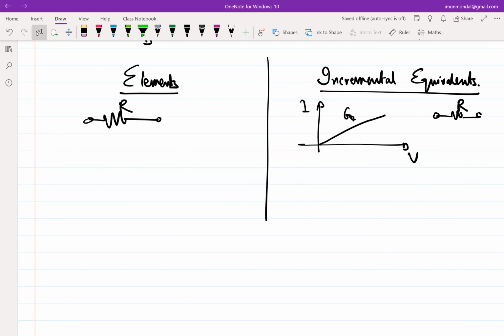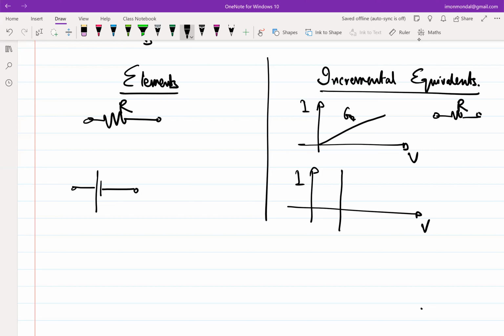What about, let's say, a voltage source, a constant voltage source, not changing with time? Follow the same principle. What should I do? I should first use the IV characteristics of an ideal voltage source. So what is the IV characteristics of an ideal voltage source? Line parallel to y-axis. Great. So this is the IV characteristics of an ideal voltage source. What is the slope? Infinite, which means 1 over slope is 0, which means its incremental equivalent is a short circuit. Okay.